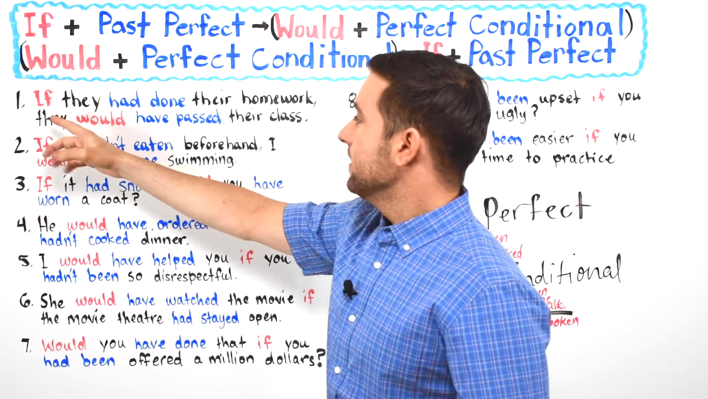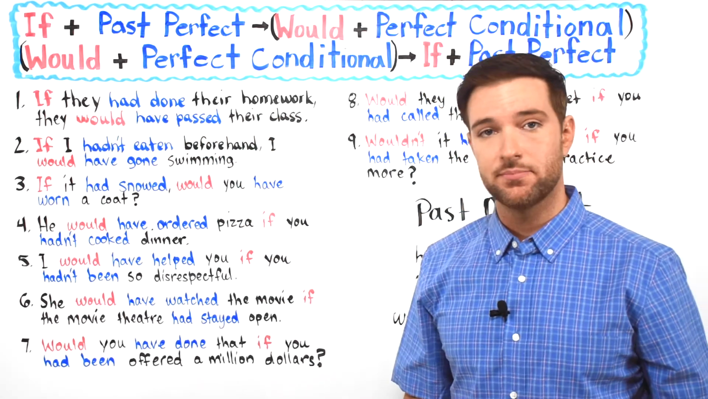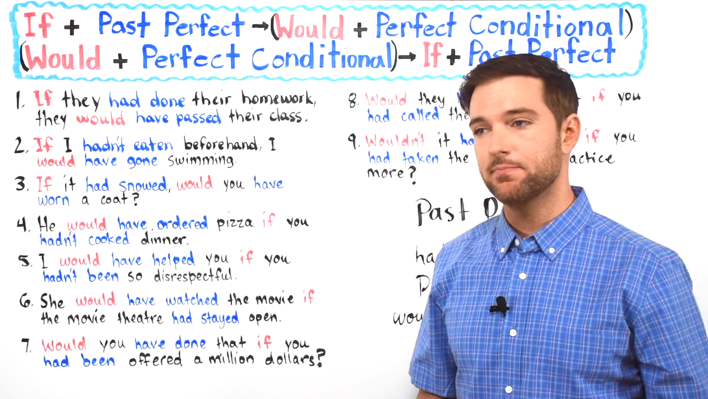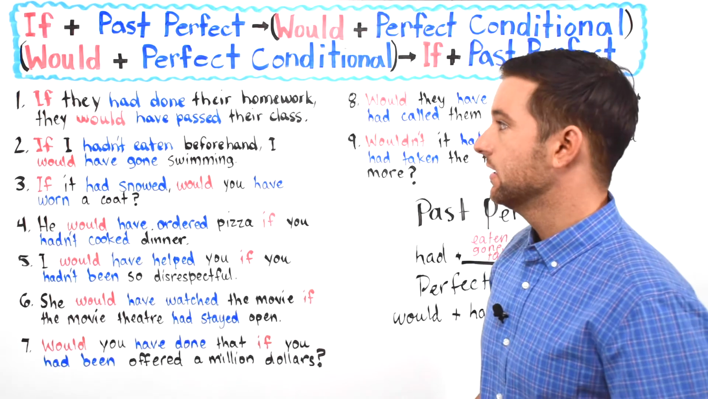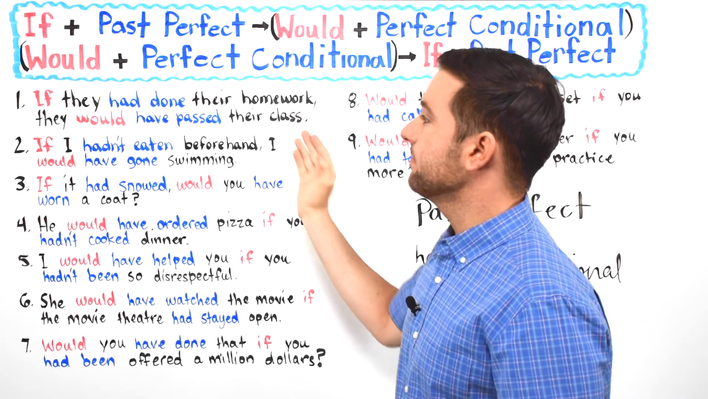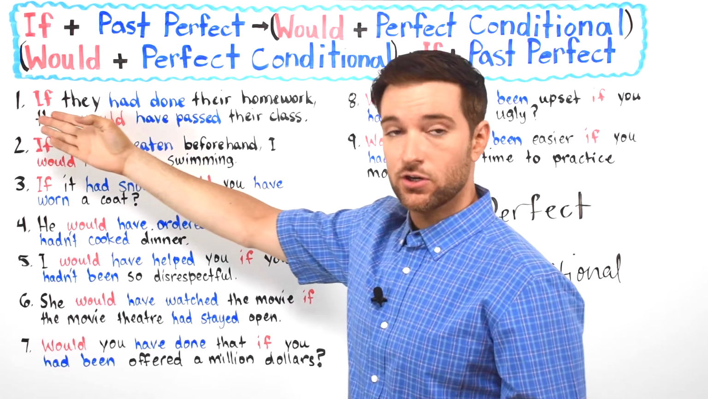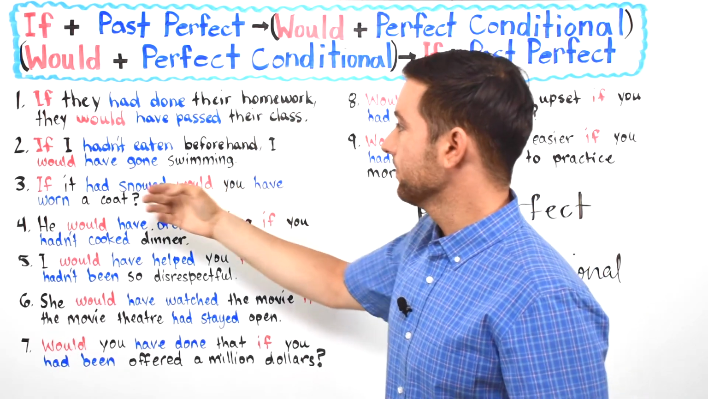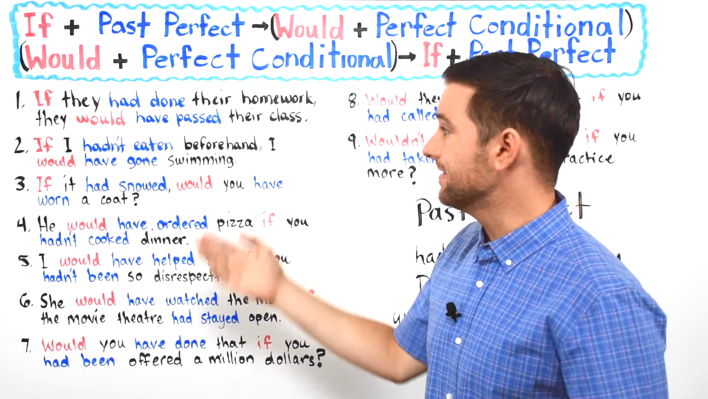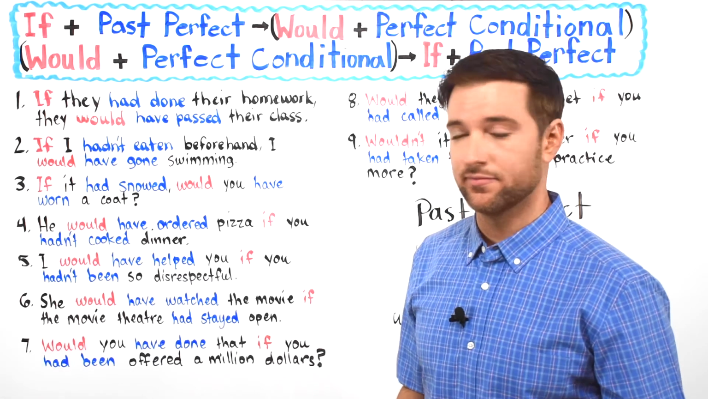Number one, if they had done their homework, they would have passed the class. We're talking about something that happened in the past, okay? It's hypothetical, it didn't really actually happen. You're talking about a situation and the result of what would have happened if something else occurred. So if they had done their homework, if it occurred that they did actually do their homework, then they would have passed their class. They would have gotten an A+ or a B or a C, but instead they did not pass their class, it sounds like. They probably got an F, okay?